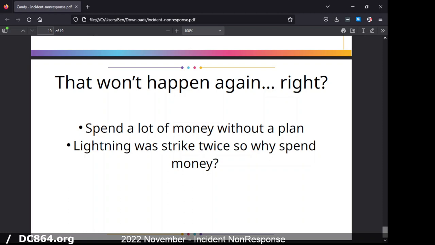And then the other one was: lightning won't strike twice, right? So we're good. They're not going to come after us. We didn't pay the ransomware, so why do we need to do that again? We're good. So don't take these options. Try to make a plan, especially if you are given some budget, and hopefully you will have a better response to your incidents if you have them. I think that's all. Yeah, that is all.